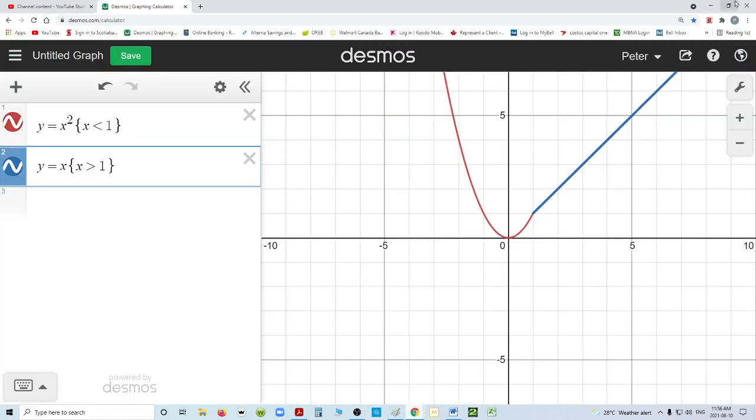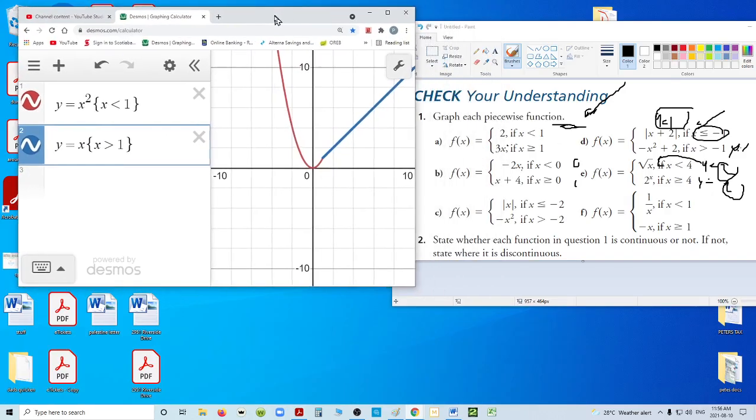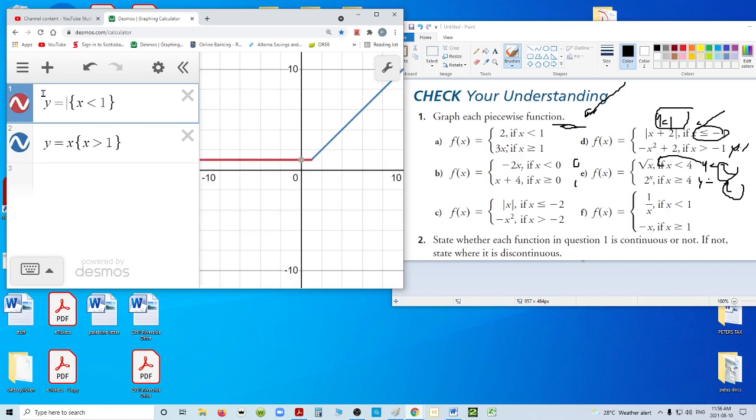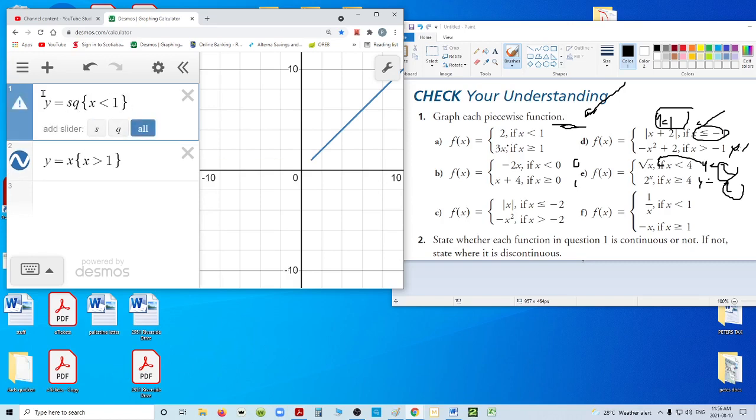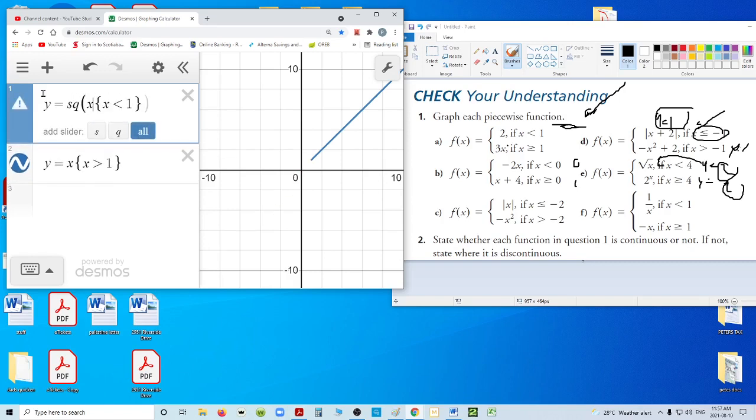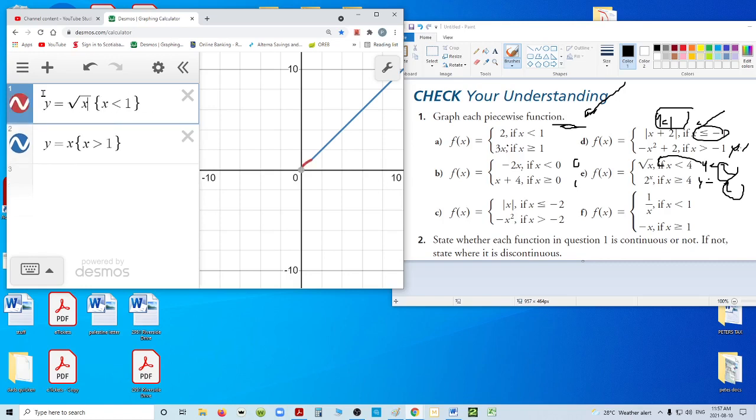So let's see if that turned out to be true. Our first function is going to be the square root of x. I think it was, no, was it square root or just square? I forget what the square root is. Yeah, there we go. SQRT of x when x is smaller than 4, not including, and when x is bigger or equal to 4, y is equal to 2 to the power of x.